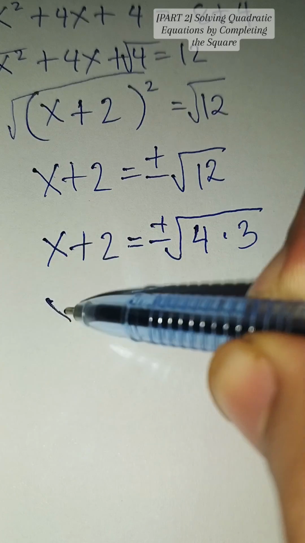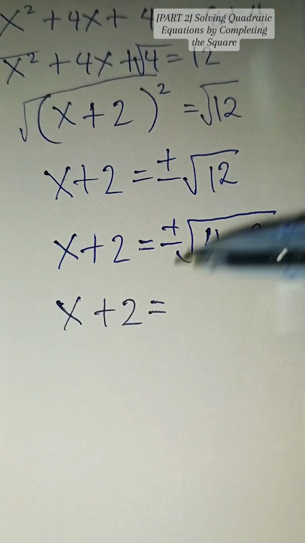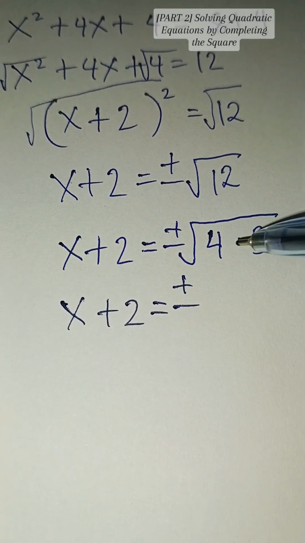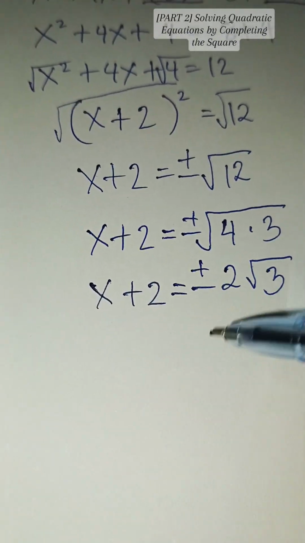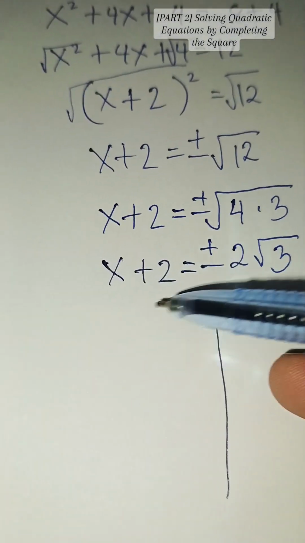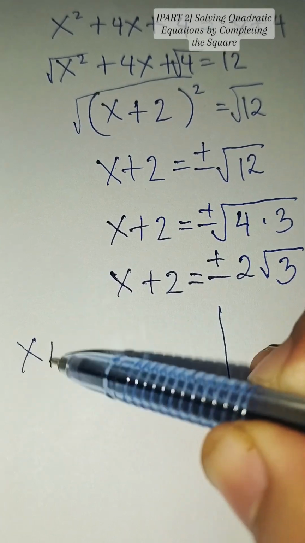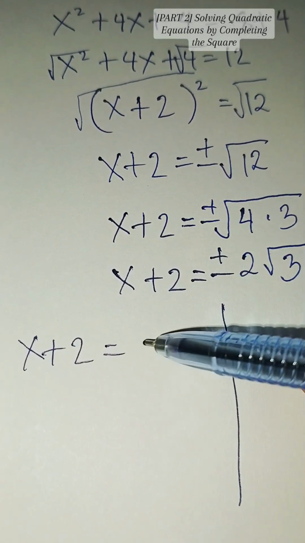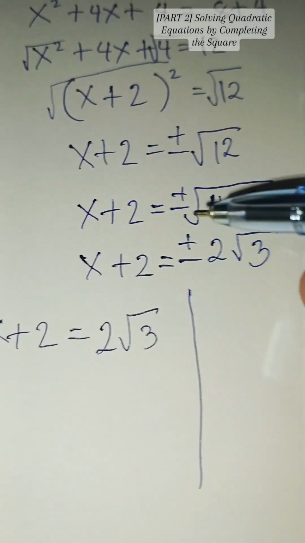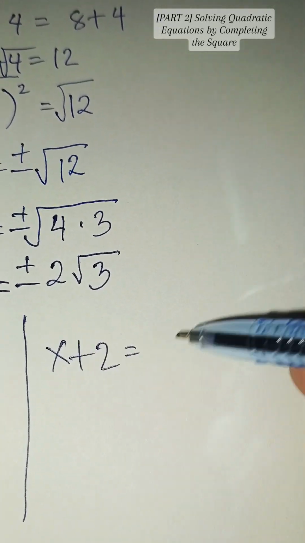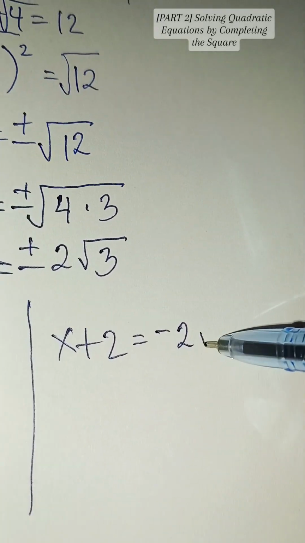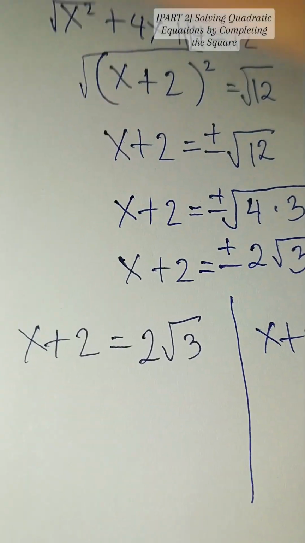Copy again: x plus 2 equals plus or minus, the square root of 4 is 2, times the square root of 3. Then split into 2. The first is x plus 2 equals 2 square root of 3, positive. The other one is negative: x plus 2 equals negative 2 square root of 3.